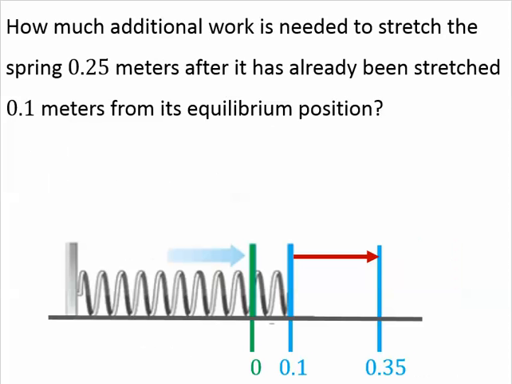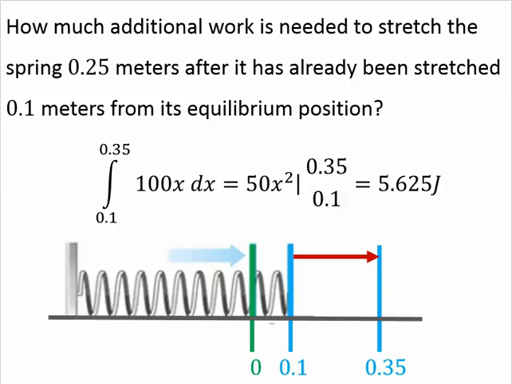How much additional work is needed to stretch the spring 0.25 meters, so a quarter of a meter, after it has already been stretched a tenth of a meter from its equilibrium position? So it's already been stretched to 0.1. We stretch it another 0.25. So now the spring is going from 0.1 to 0.35. And then you integrate and evaluate, and again it's joules.